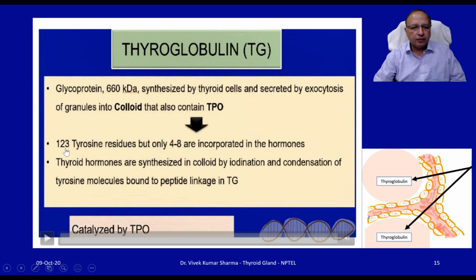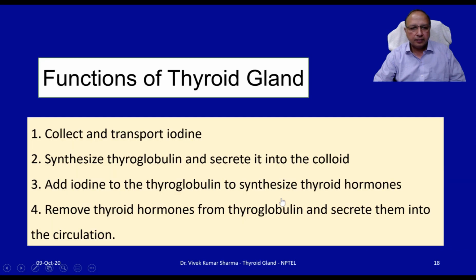Thyroglobulin contains nearly 123 tyrosine residues, but only 4 to 8 are incorporated in the hormones. Thyroid hormones are synthesized in the colloid by the iodination and the condensation of the tyrosine molecules that are bound to the peptide linkage in the thyroglobulin.